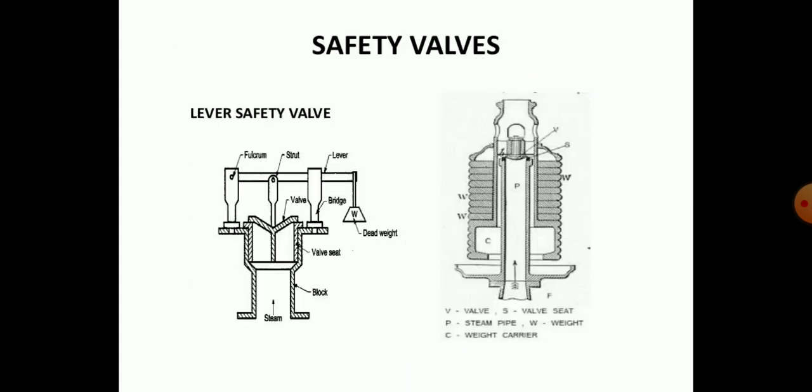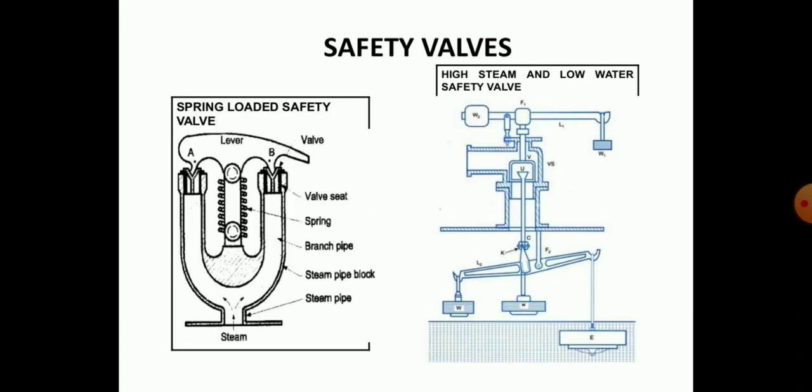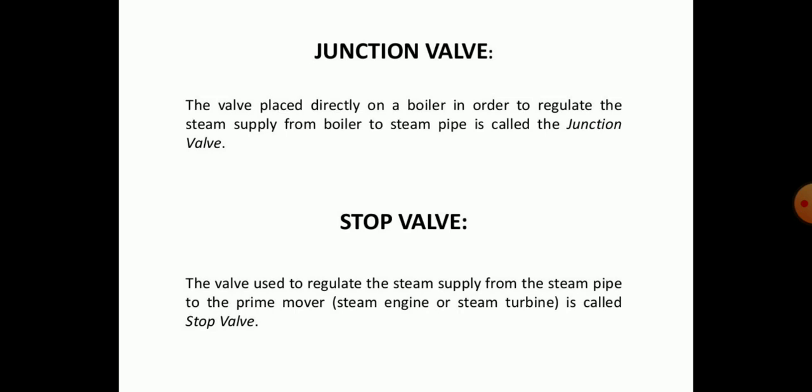The safety devices afforded in the boilers are the lever safety valve and the spring-loaded safety valve. The line diagrams for these are shown on the screen in front of you. And as the name implies, the junction valve is the valve placed directly on the boiler in order to regulate the steam supply from the boiler to the steam pipe. It is the junction type, so the name is junction valve.